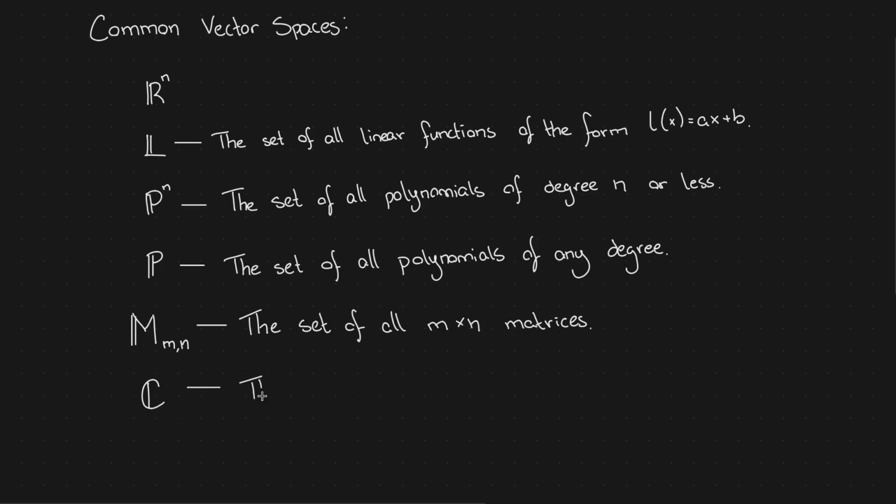C, the set of complex numbers, is a vector space. A complex number is a number with an imaginary i in it. So 3 plus 2i is a complex number. It has a real part, it has an imaginary part. When you add it to another complex number, you just combine your like terms. 3 plus 5 is 8. 2i minus 4i is negative 2i.